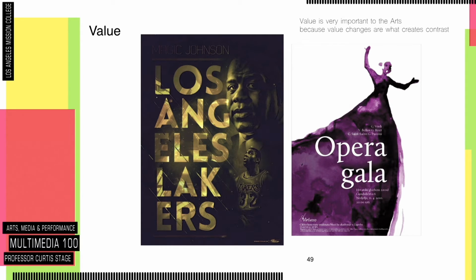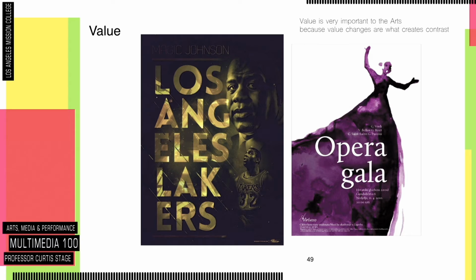Value. Really great. Look at the one on the left, Magic Johnson from the Lakers. He was my favorite Laker growing up. This poster is all purple and yellow. The whole thing is made up of the values from purple to yellow. So we're talking about everything from light to dark for yellow and everything from light to dark for purple. And that light to dark is value.